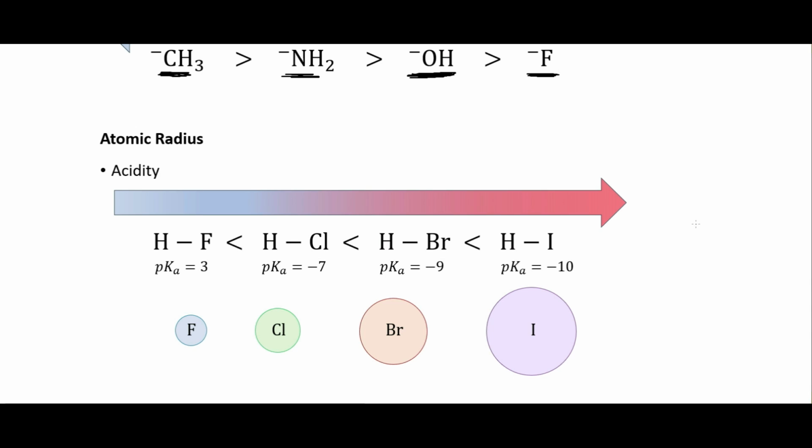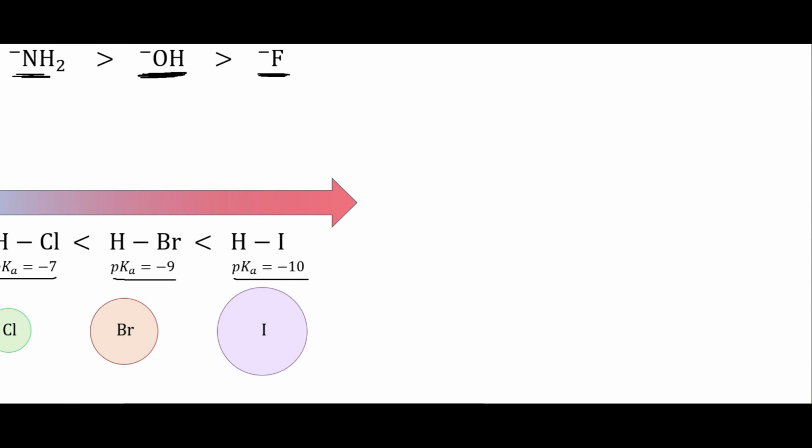Another thing that determines this is atomic radius. And so, for instance, if we look at our hydrofluoric acid, like I said, it has a pKa of 3, which is going to be weaker than the hydrochloric acid, which has a pKa of -7. We get to hydrobromic acid, which has a pKa of -9. Then the hydroiodic acid, which is going to have a pKa of -10. And the reason for this is that larger atoms are going to accommodate a negative charge better.